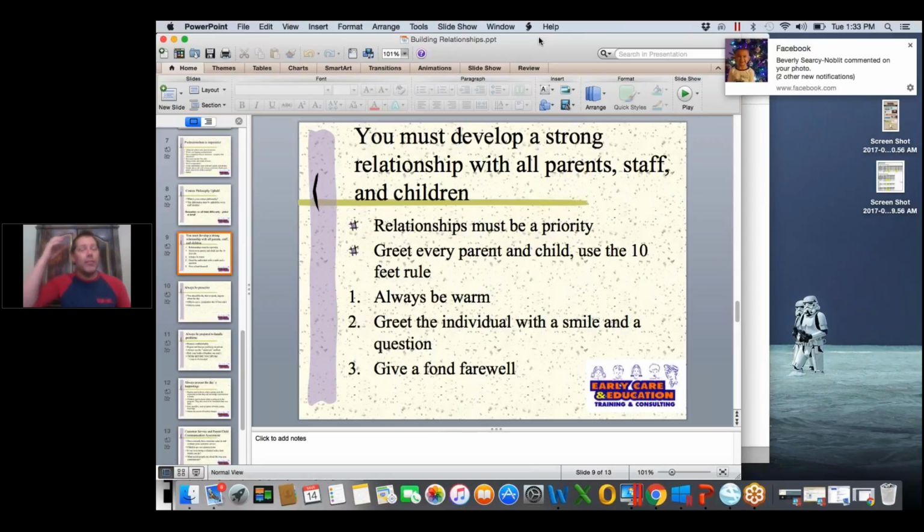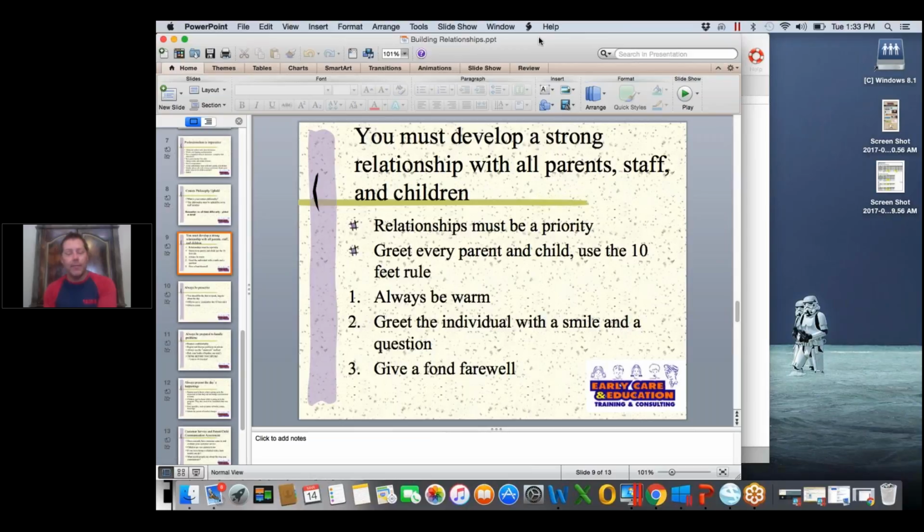But when you can see a group of 3-year-olds that follow the 10-foot rule, it's one of the most amazing things you've ever seen. That they are warm, they greet one another, they smile, they ask a question, they wish a fond farewell. And this, again, is going to create habits and trends that will stay with them for the rest of their life. It's cool stuff.